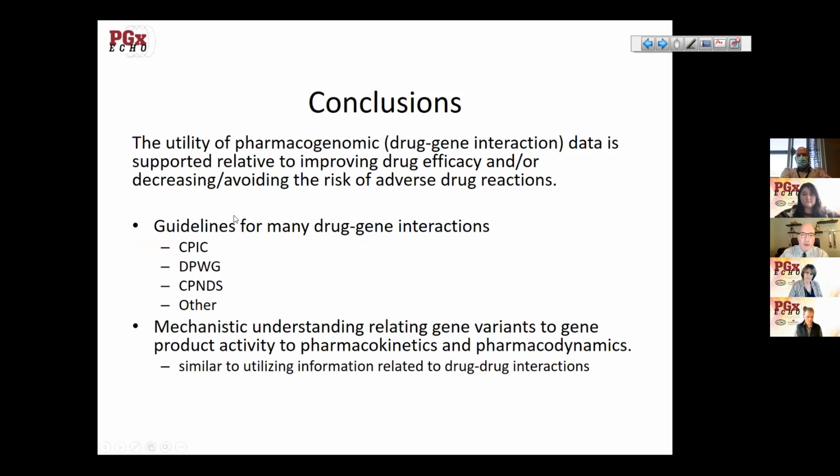Many guidelines exist. I think there are now 26 guidelines covering 80-some drugs for CPIC, and there's the Dutch group, there's the Canadian Pharmacogenomics Network for Drug Safety, and there's others, including therapeutic area groups like the rheumatology group and so forth. So if you don't have guidelines, then we need to think mechanistically about the underlying relationship between the genetic variants and what that means relative to the exposure and the concentrations and what we see with pharmacokinetics and how the body handles medications, and then also pharmacodynamics. And I think we can relate this in the context of pharmacogenomics to how we think about drug-drug interactions. So with that, I'll go ahead and end.